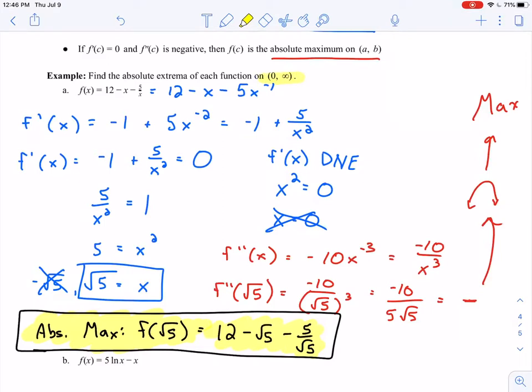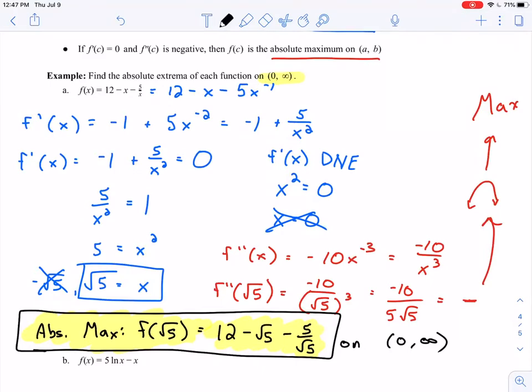We don't get to say that it's the absolute maximum for negative infinity to positive infinity. Now, it could be the absolute maximum. If we looked at the graph, we could probably find that out, but we don't know for certain. And so for now, we can just say that's the absolute maximum, and maybe I'll even add that in on 0 to infinity.